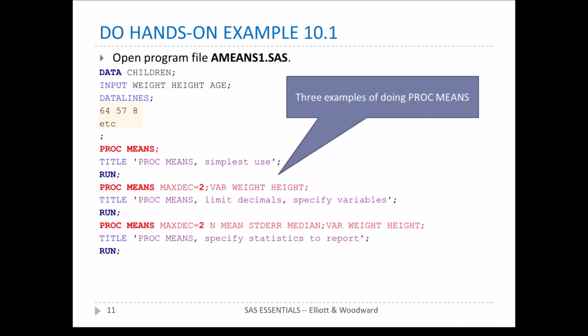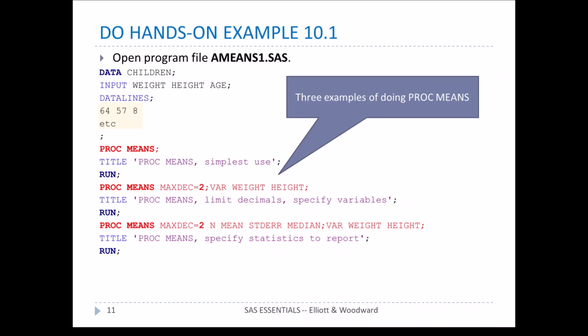Example 10.1. Open the file called ameans1.sas, and you'll see this code. And we'll notice here we're creating a data set called children, and we're doing PROC MEANS in three different ways. The first way is just the simplest invocation, PROC MEANS with a title and run.